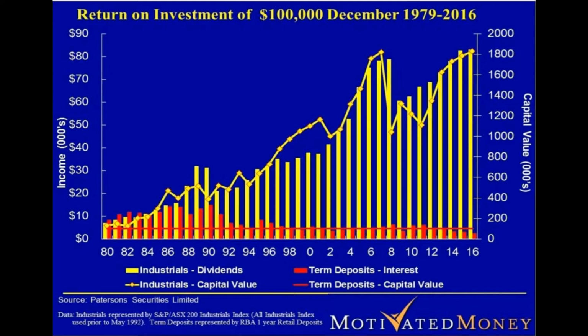But over time, if we run a line of average, we can see that the original $100,000 invested has increased to just over $1.8 million. So the value of your investment has increased more than 18 times. We can also see that the value of the income that's been coming out of these investments has also been increasing, and this is the key feature.